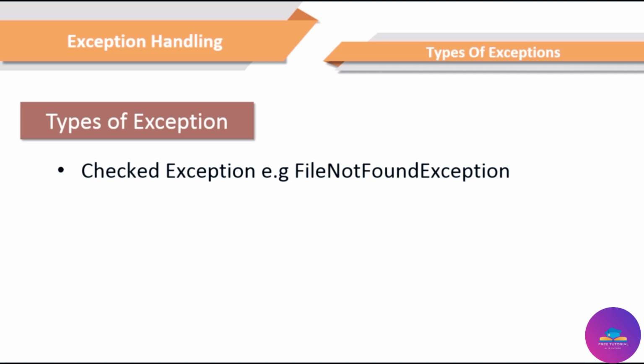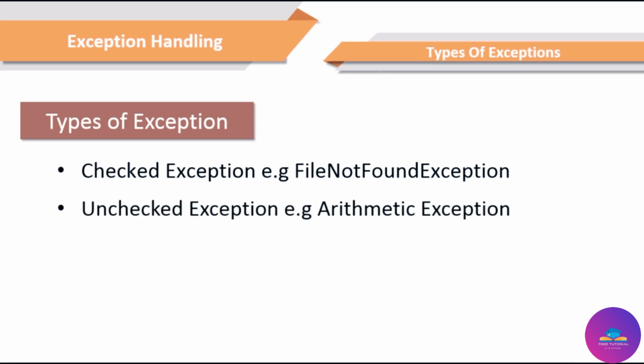For example, the file not found exception. That is a checked exception, and it occurs when a file with the specified path name does not exist, or if the file does exist but for some reason is not accessible. The second one is unchecked exceptions. Now, they are not checked at compile time, but they are checked at runtime. So these are also called runtime exceptions.